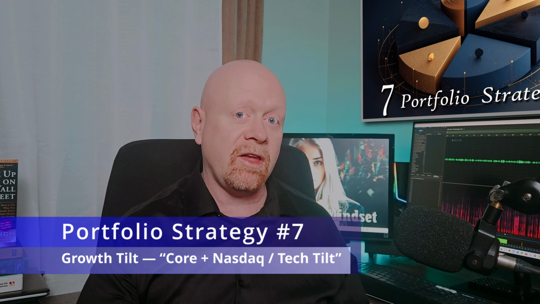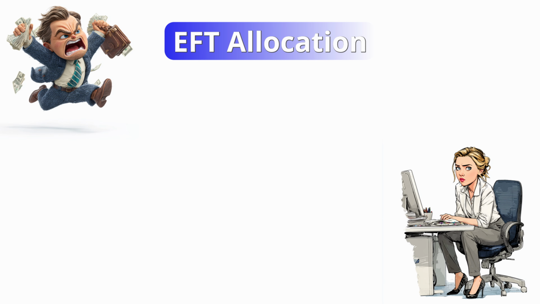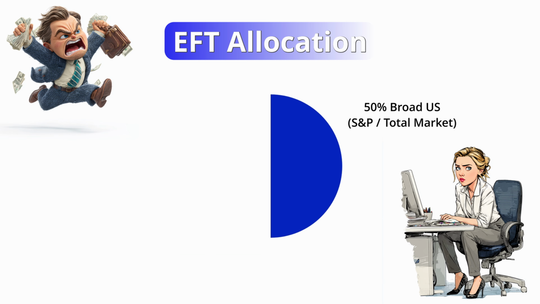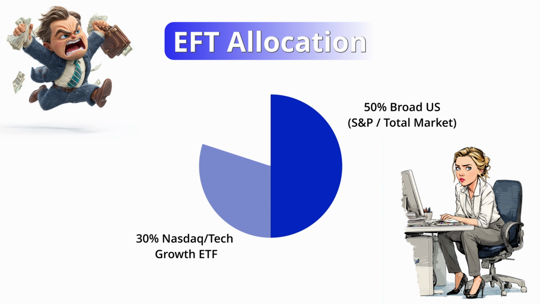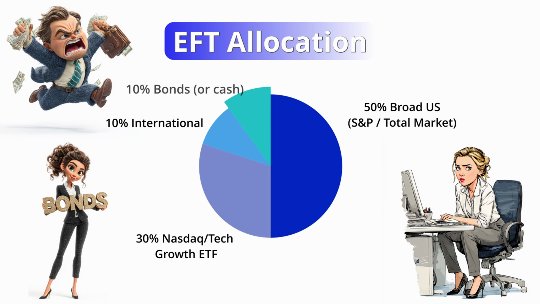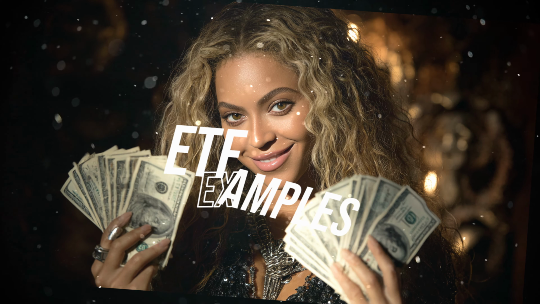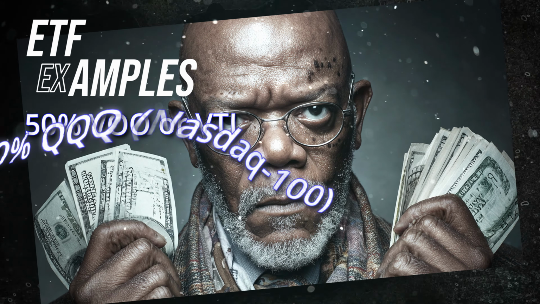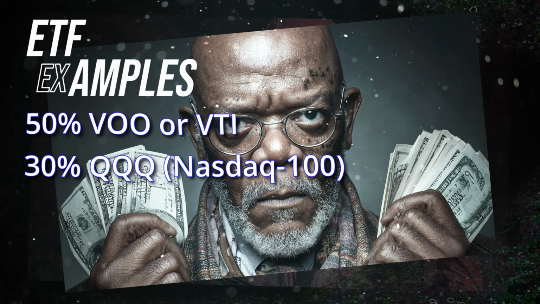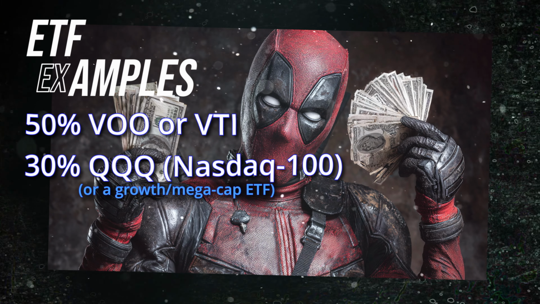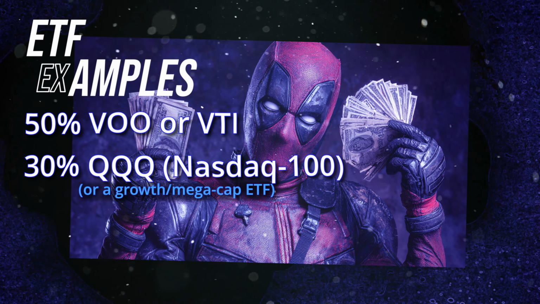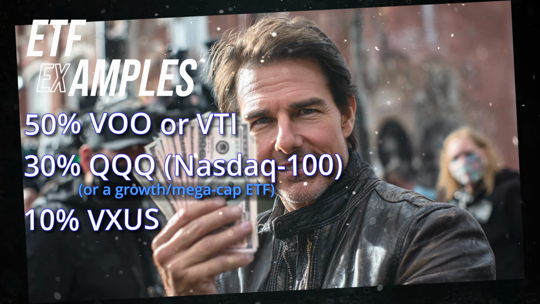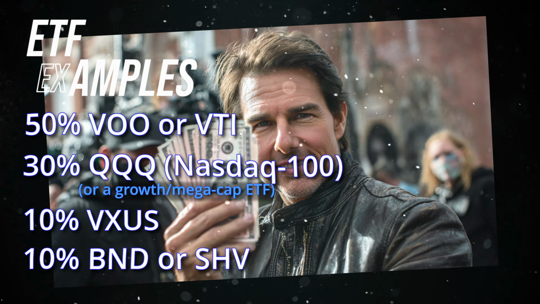Cash plus NASDAQ over tech tilt. The allocation? 50% broad US, S&P/total market, 30% NASDAQ/tech growth ETF, 10% international, 10% bonds or cash. ETF examples: 50% VOO or VTI, 30% QQQ, NASDAQ-100 or a growth/mega cap ETF, 10% VXUS, 10% BND or SHV.